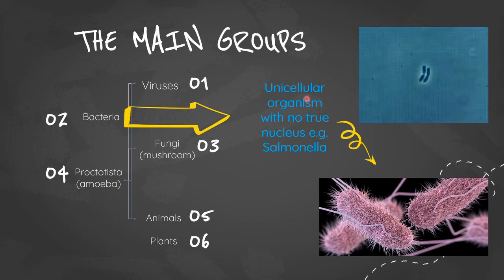So bacteria is a unicellular organism with no true nucleus. And an example is salmonella, which is actually found in raw meat. So when you have uncooked meat, you risk getting salmonella food poisoning, which can make you very, very sick. Alright, so let's move on.